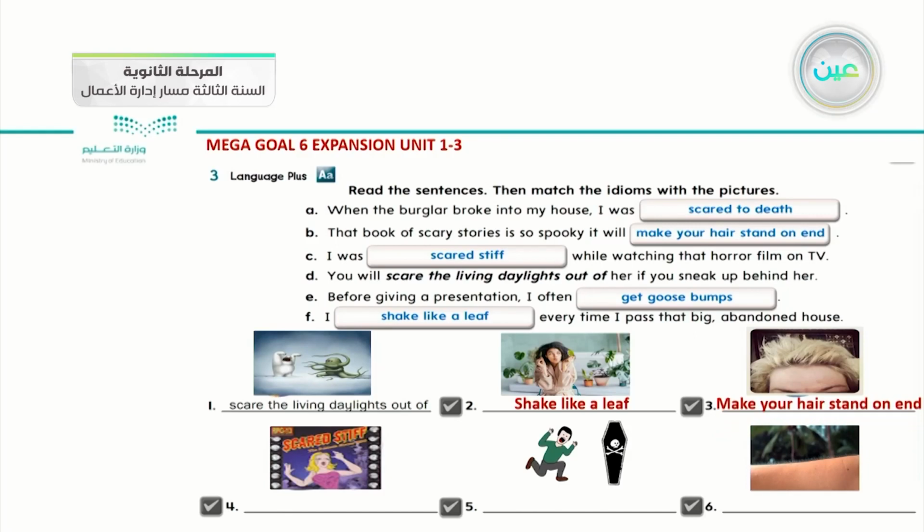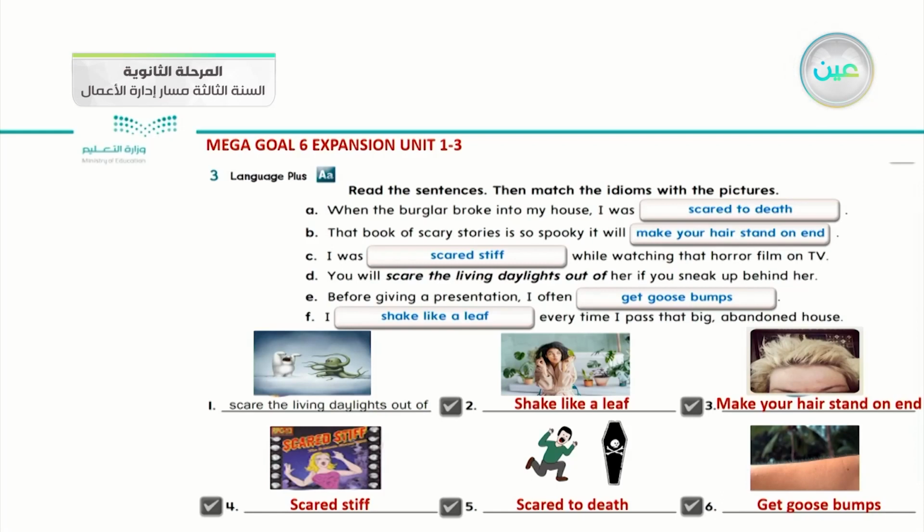So number 3, make your hair stand on end. And number 4, scared stiff. Number 5 is scared to death. And the last one is get goosebumps.